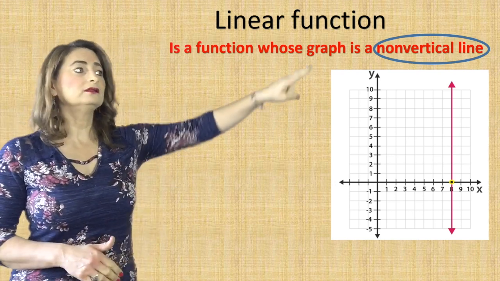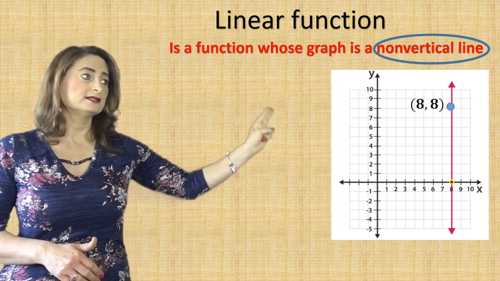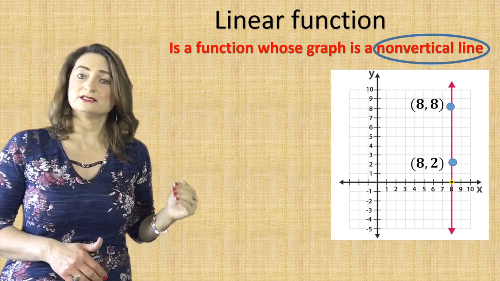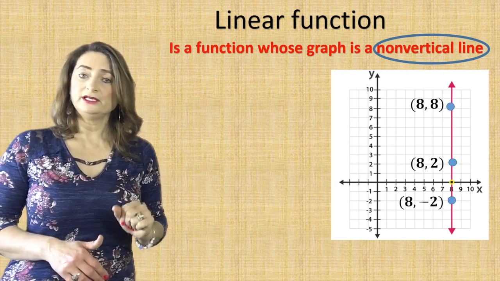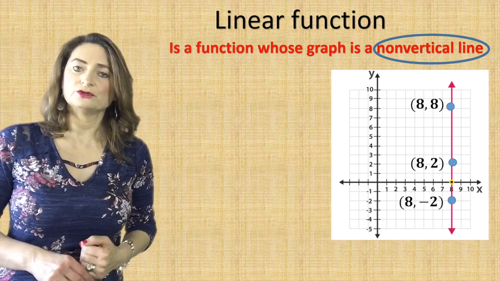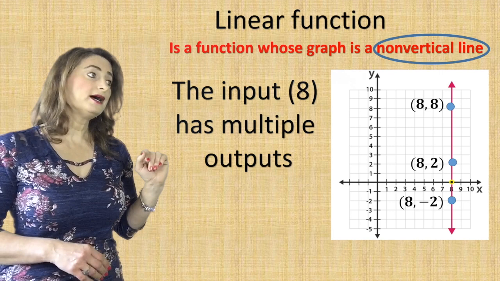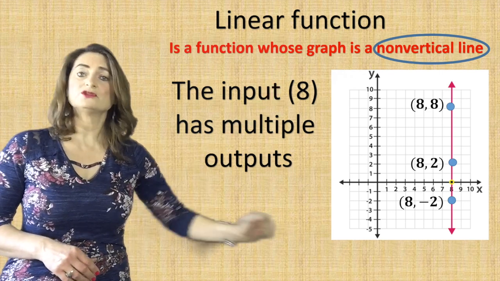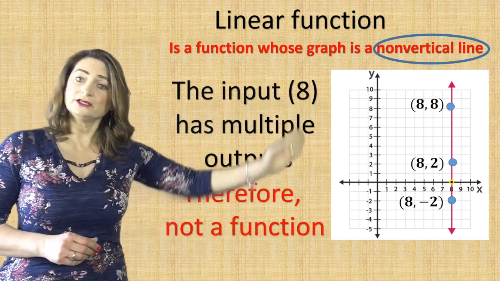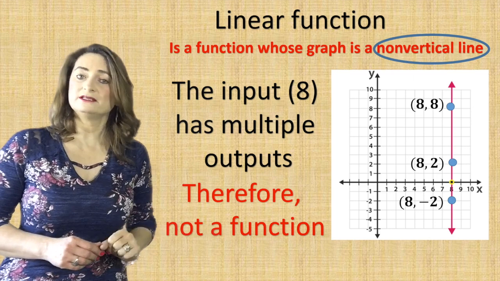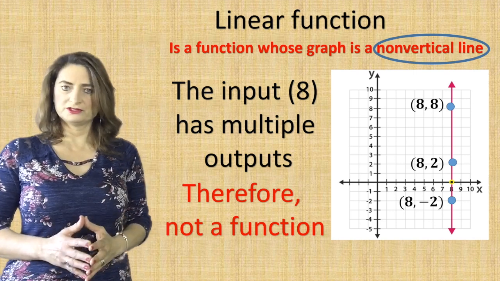Watch how this first blue dot has a coordinate pair of (8, 8), where x is 8, y is 8. The second one is (8, 2), where x, the input, is 8, and the output is 2. The last one, x equals 8, which is the input, but the output is negative 2. Watch how the x is 8, which is the input. It has multiple outputs, and there's a lot more than those 3 dots on the line. Therefore, not a function. So it is linear because it did create a line, but is it a function? It's not a function because the input 8 has multiple outputs.